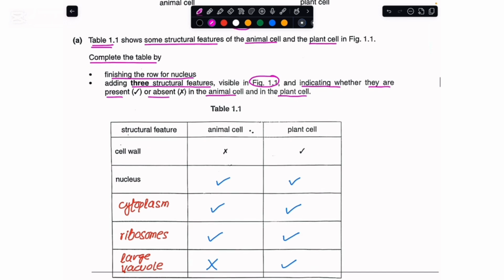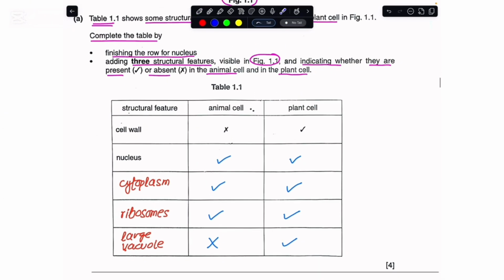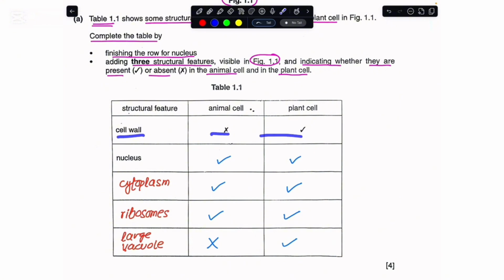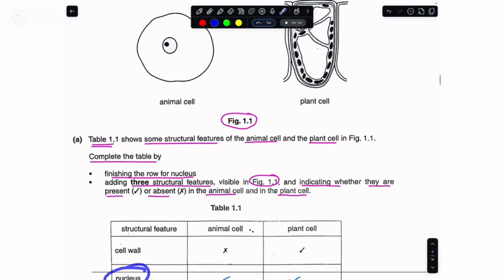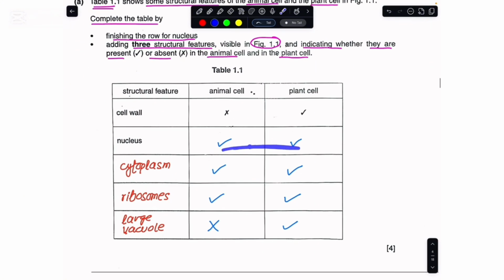So if we just simply go on toward the table, the first row we are completing is for the nucleus, because the cell wall has already been done. So here is a structural feature, and then the concerned cells with us. If we talk about the nucleus, you see that the nucleus is available within the animal cells, and this is also available over here in the plant cell. So we would put the tick in both of these.